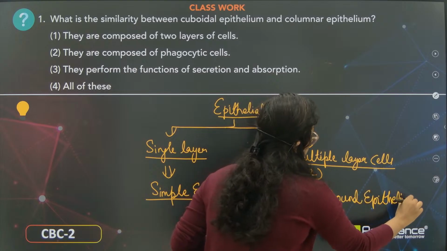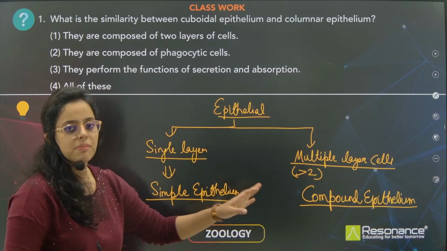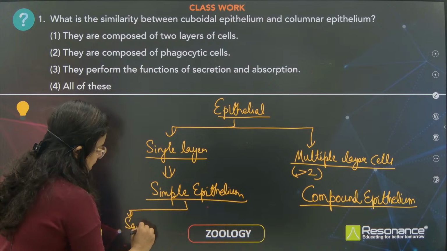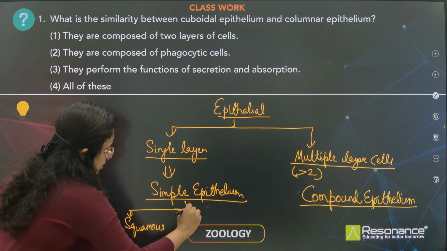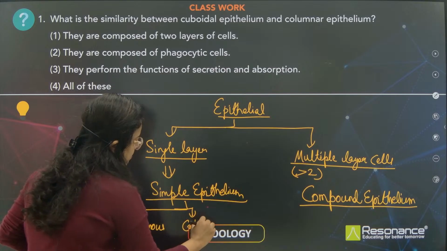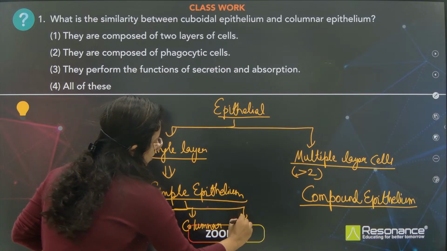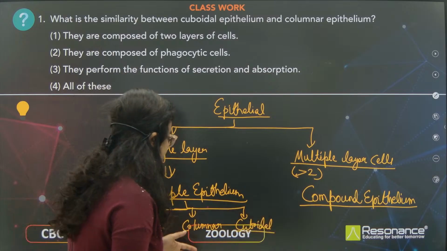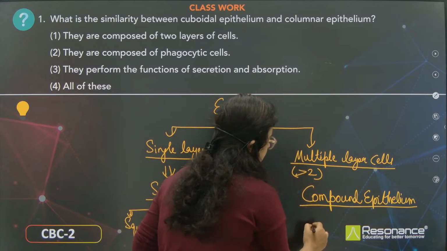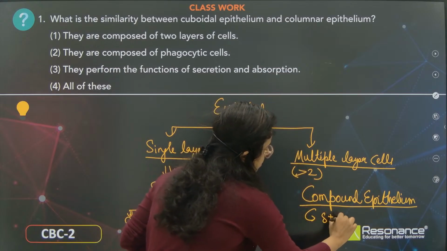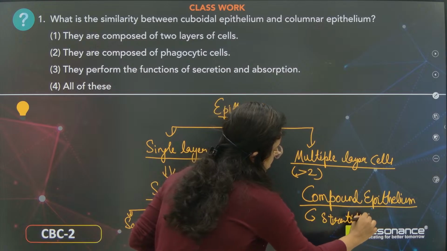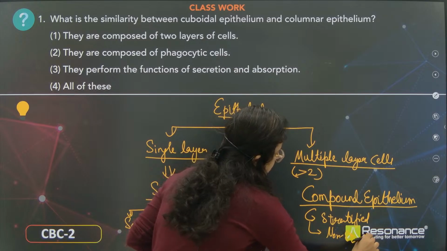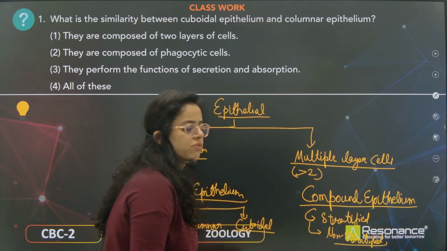Right? Now why am I telling you about simple epithelium and compound epithelium? The types of simple epithelium include squamous epithelium, columnar epithelium, cuboidal, and many others like ciliated and glandular. And what about compound epithelium? Stratified and non-stratified. These are the types of compound epithelium.